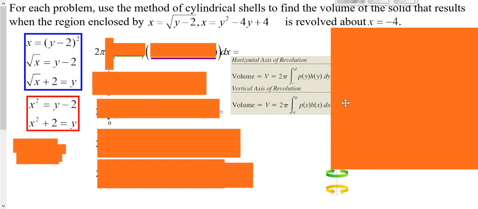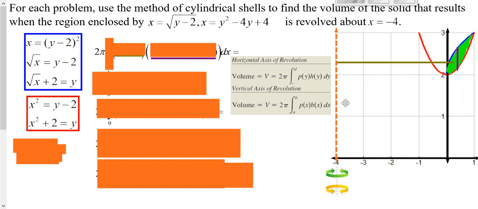So now, if we would graph those, we would get this shape right here, and we're revolving around our y is equal to -4, which is over here. It's a vertical axis of revolution, so we know we're going to be dealing with x's because of this. Dealing with x's, it has to be how far left and right your shaded region goes. Starts at 0, goes over to x being 1, so those happen to be our bounds.